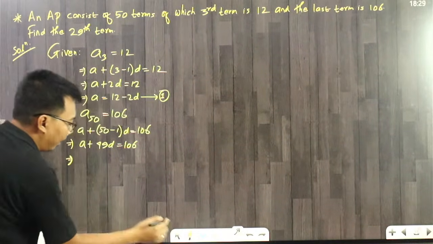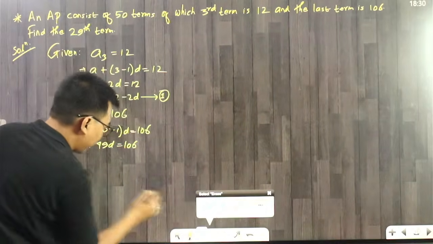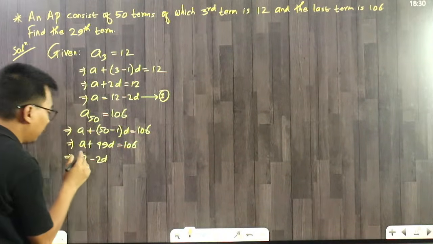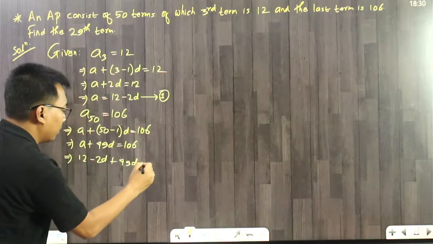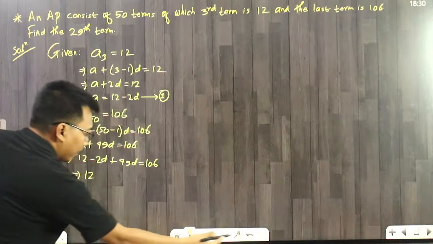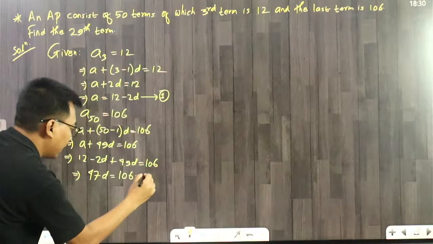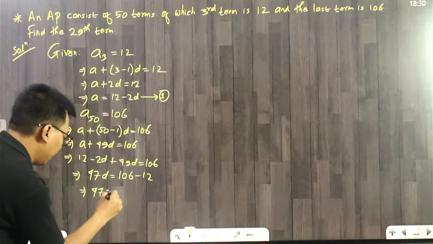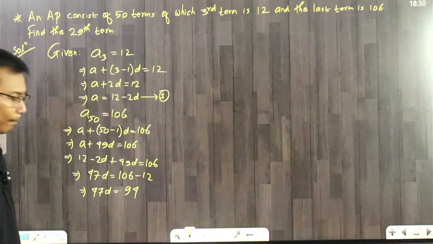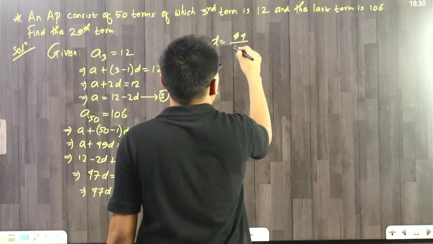So what is the value of A? 12 minus 2D. Okay. In place of this, A plus 49D is equal to 106. So 12, okay, let's solve this directly. 49 minus 2 will be 47D is equal to 106 minus 12. So 47D is equal to 94, which implies D will be 94 by 47.